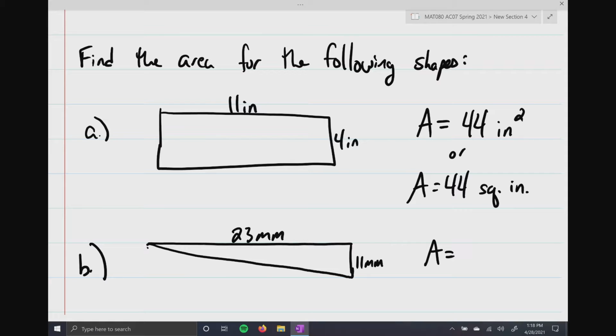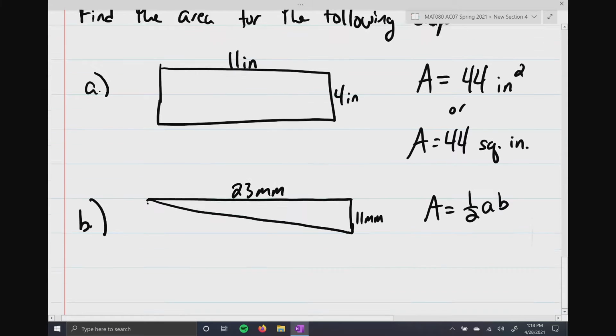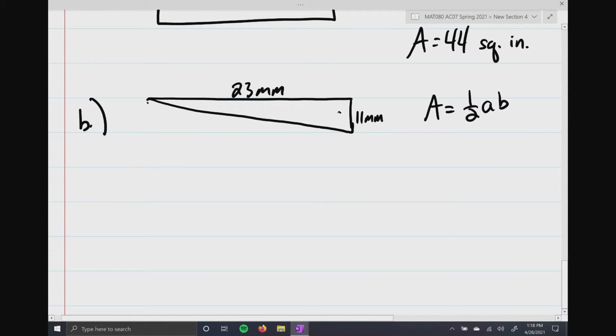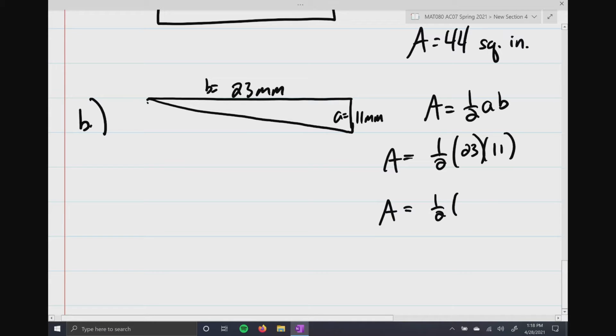So we got a right triangle. We know the formula is 1/2 A times B. So I'm going to let A equal 11, B equal 23. So A is going to equal 1/2 times 23 times 11. Now, since we're multiplying, order doesn't matter. So I'm going to do 23 times 11 first. 23 times 11 is 253. All I have to do is just divide that number by 2.